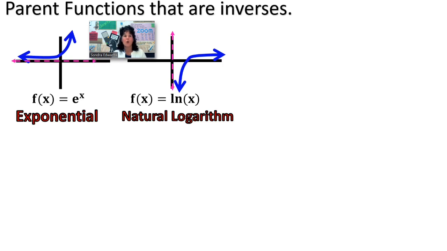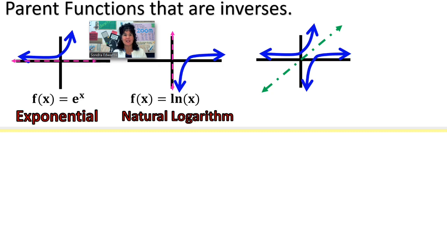These two, y equals e to the x and y equals natural log of x, they're inverses of each other. Notice if I graph them on the same piece of graph paper, you can clearly see that one is a reflection of the other across the y equals x line.